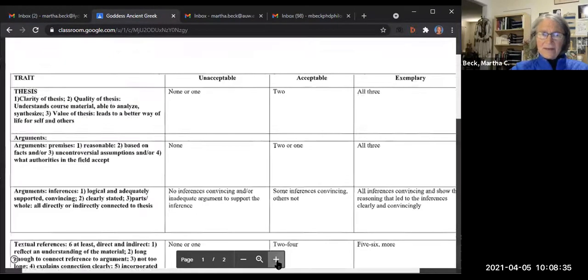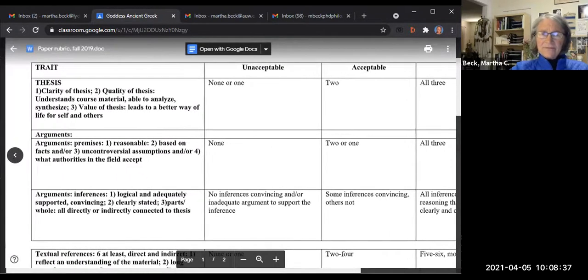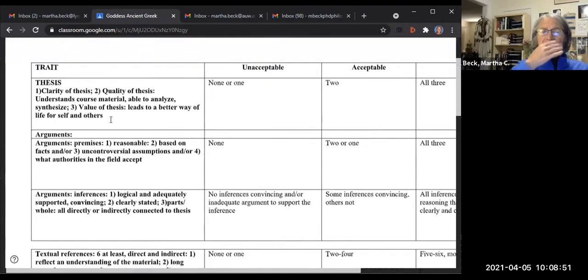So, first of all, in the first paragraph, you need a thesis. What am I going to say? And so, the quality of the thesis: it relates to the class material, you're able to analyze and synthesize the material, and it's clear what you want to say and it's valuable, all right?